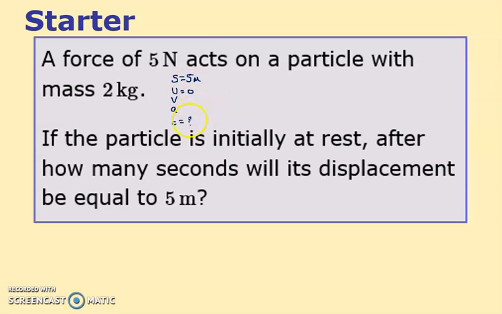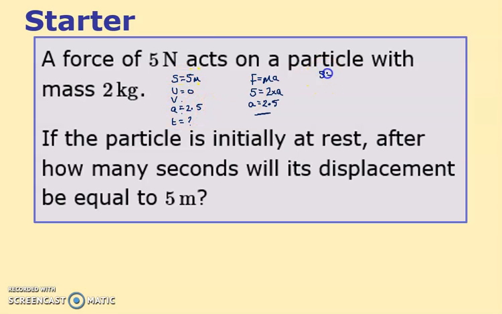And of course I haven't got enough information. I'm missing either a V or an A. But that doesn't matter because I can actually get the A from this. A force of 5 newtons acts on a particle of mass 2 kilograms. This of course is F equals ma. So 5 newtons equals the mass times the acceleration. My acceleration must be 2.5.